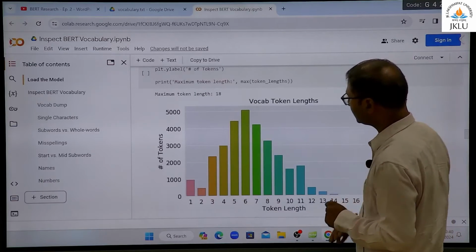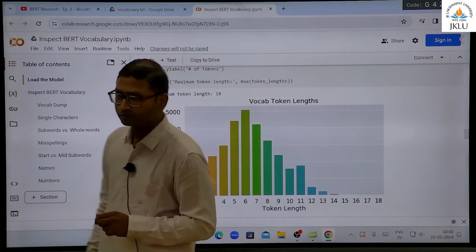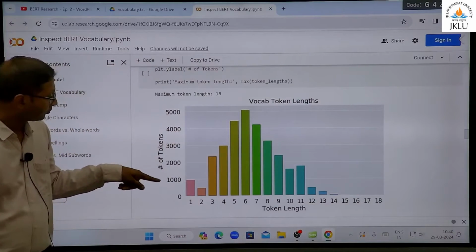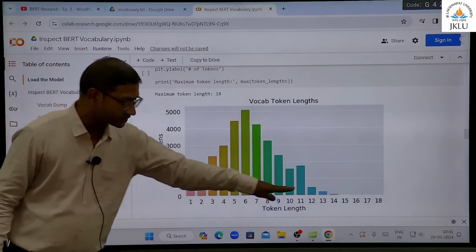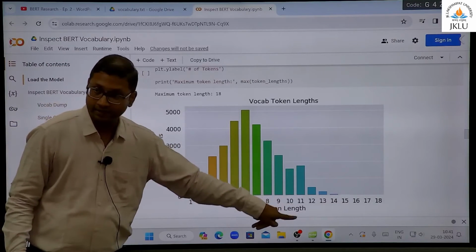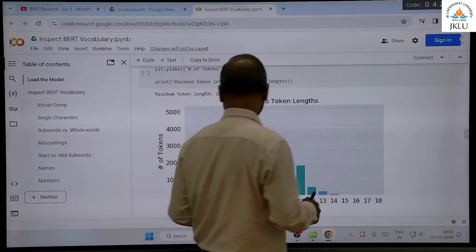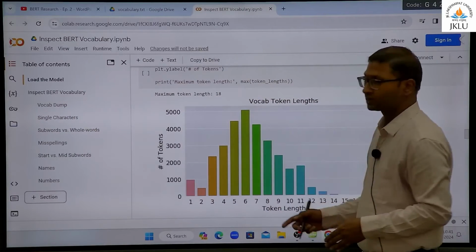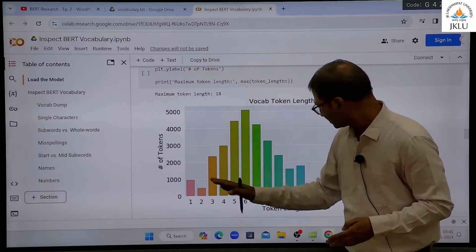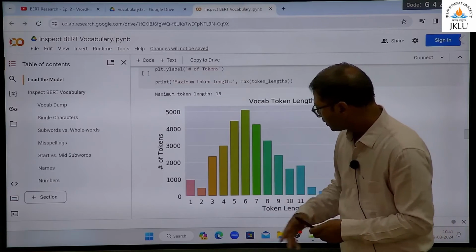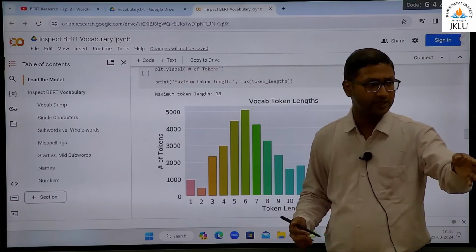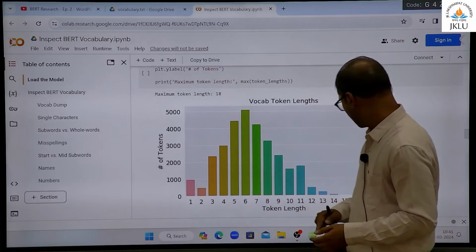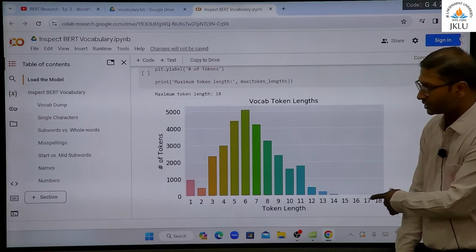Okay, so this one is simply plotting the number of tokens. What is there on the x-axis? The token length. So if you see, the highest is for 6 and it looks well distributed. 1 has a huge number because all those single characters account for this one, and the longest one is 18.